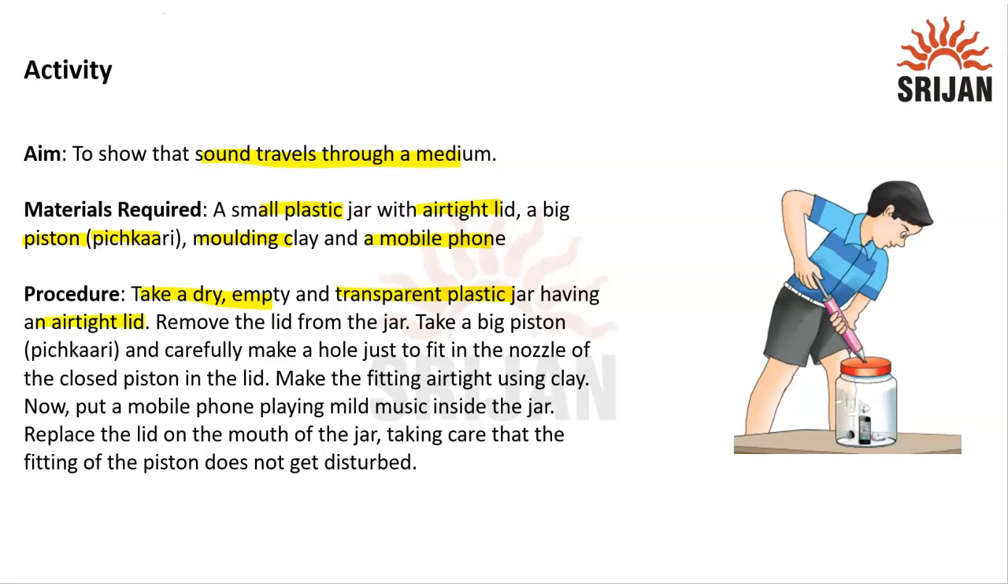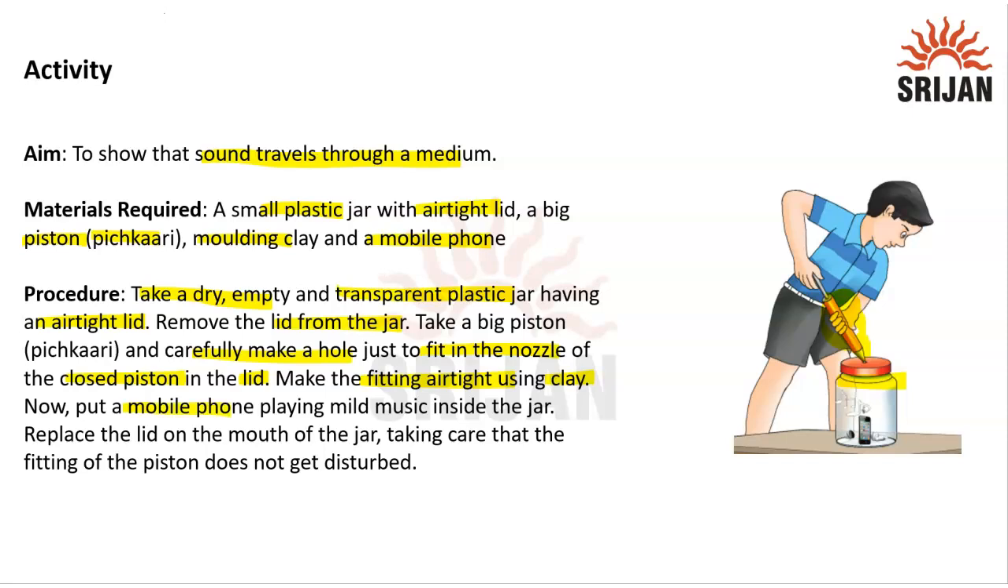Then take a dry, empty, and transparent plastic jar having an airtight lid. Now you have to remove the lid from the jar. Then take a big piston or pitchkari. Here you are able to see the pitchkari in the hands of a person. Carefully make a hole just to fit in the nozzle of the piston in the lid. Please make sure that the fitting is airtight using clay. This is the clay which we have to put around our container.